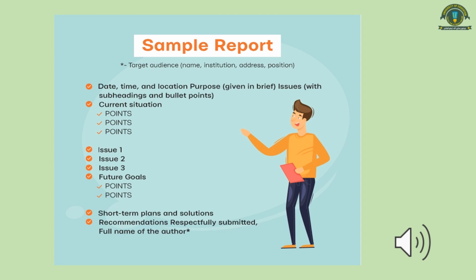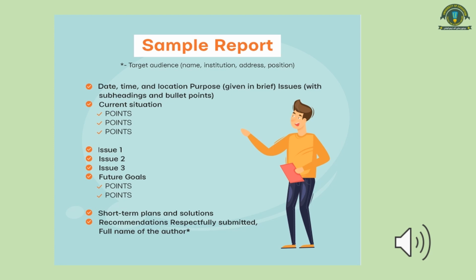Dear students, here is a sample report in which you can see that some different elements or components are mentioned. These are the elements which you have to arrange in a systematic order in order to make an effective report. Now let's look at all these components and how to arrange them. The first step is the target audience. In the target audience, there is particular information which you have to include, like the name of the audience about whom you are writing the report, and then the name of the institution, address, and position or status.